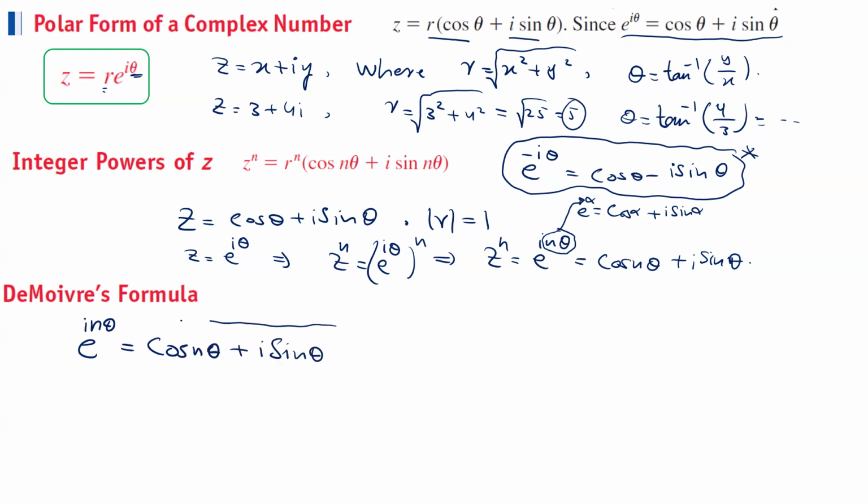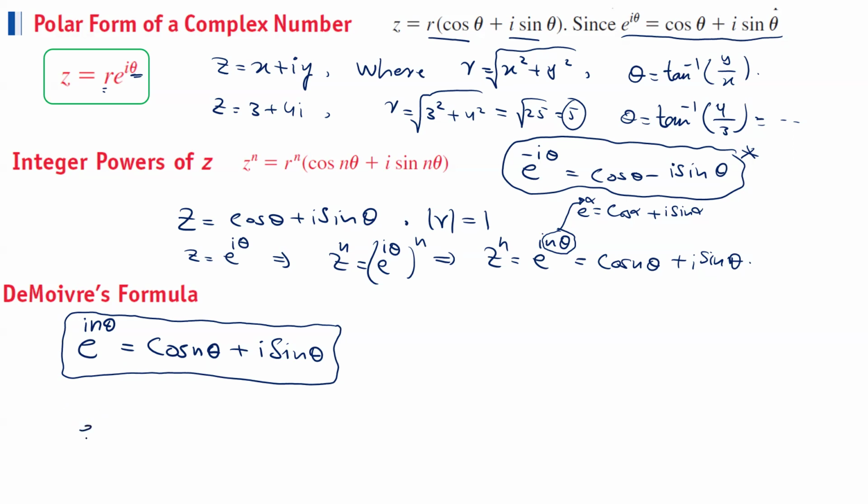And this formula can be used to derive all of the trigonometric identities you have studied previously in your basic algebra and trigonometry courses, like sine square theta plus cos square theta equals 1, sine 2 theta equal to 2 sine theta cos theta, and so on. All of them can be proved extremely easily by using this result from complex analysis. So this is a powerful formula.